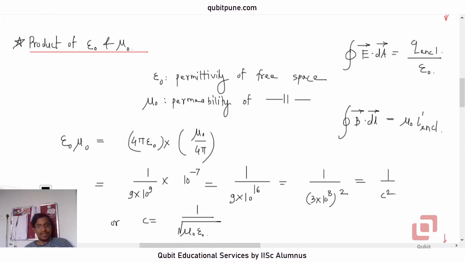Okay? Having seen the speed of electromagnetic waves in that chapter, we can now connect three quantities: the speed of light, universal constant, epsilon naught, and mu naught. Okay?